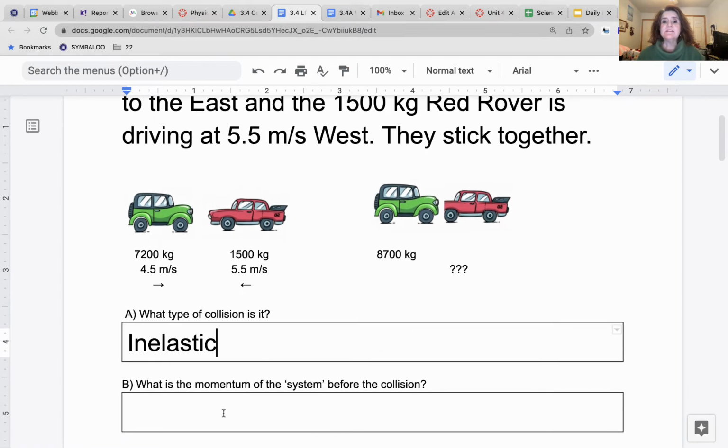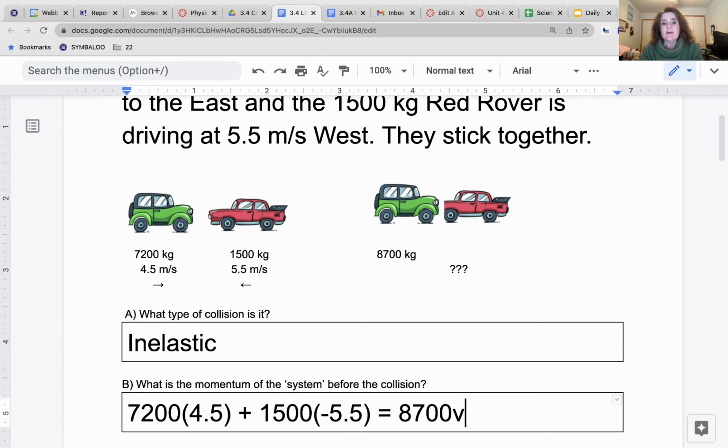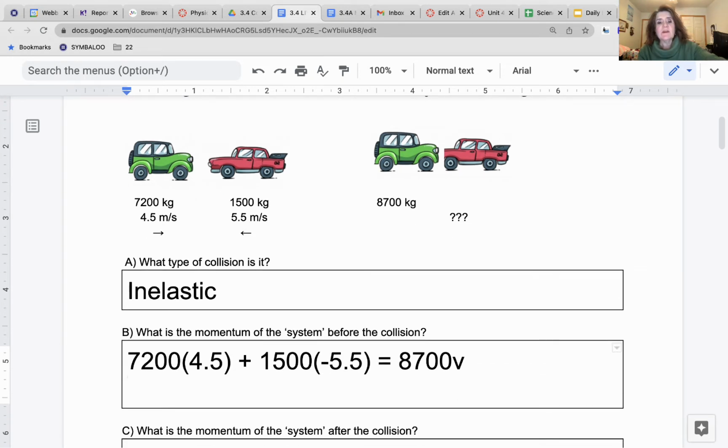What is the momentum of the system before the collision? So the momentum of the system can be found by finding the momentum of each object. 7,200 times 4.5 plus 1,500 times a negative 5.5, because Red Rover is going in a negative direction, should equal the 8,700 V. So grabbing your calculator, 7,200 times 4.5 plus 1,500 times negative 5.5 gives you a momentum of 24,150 kilogram meters per second.